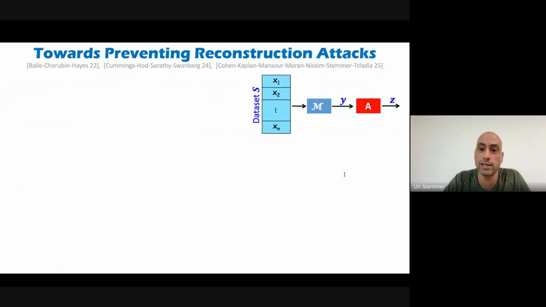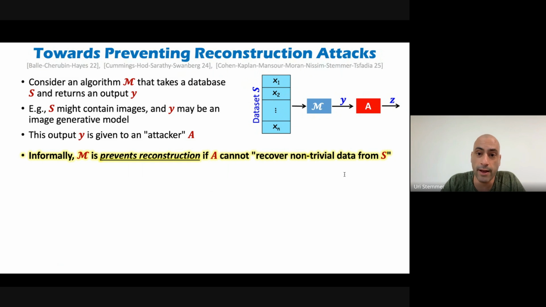Okay. So let's see how prior works approach this concept of trying to define what it means to prevent against reconstruction attacks. As an example, let's think about a dataset S that contains images, and then there is a mechanism M that operates on this dataset and returns a release Y, which in this example, let's think about as an image model. And then there is an algorithm A that takes this release Y and tries to reconstruct S or some portion of S or some row of S or some collection of rows from S. And the output of A, the candidate reconstruction that it outputs, we will call Z.